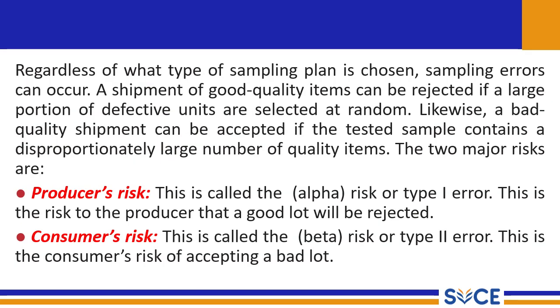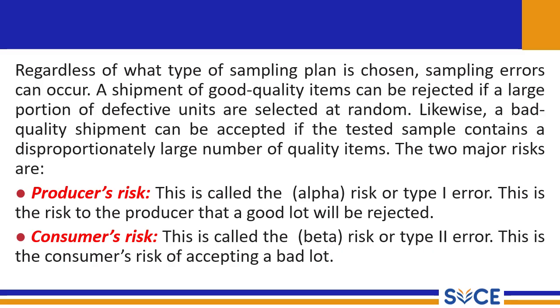Regardless of what type of sampling plan is chosen, sampling errors can occur. A shipment of good quality items can be rejected if a large portion of defective items are selected at random. Likewise, a bad quality shipment can be accepted if the tested small sample contains a disproportionately large number of good quality items. So this kind of thing can happen while doing the sampling plan. There are two major risks associated with it: producer risk and consumer risk. Producer risk is called alpha risk or type 1 error. This is a risk to the producer that a good lot will be rejected. So that can also happen.